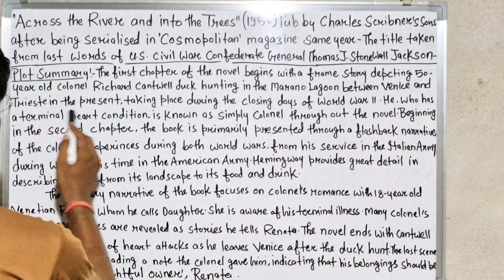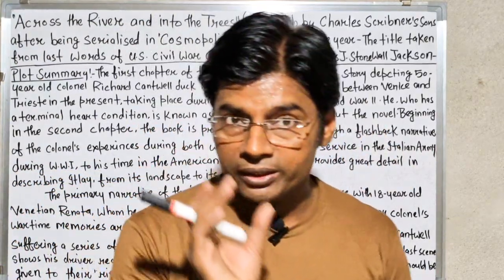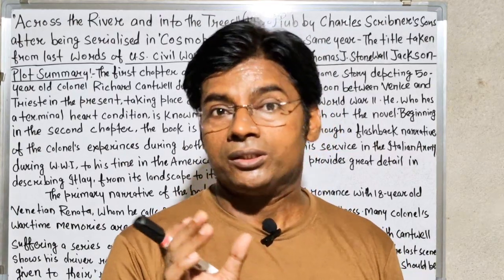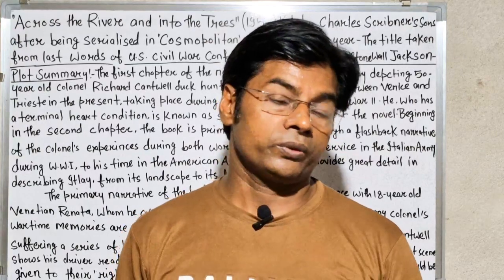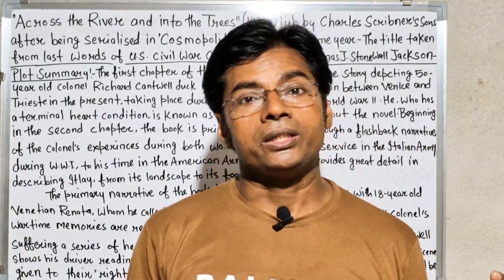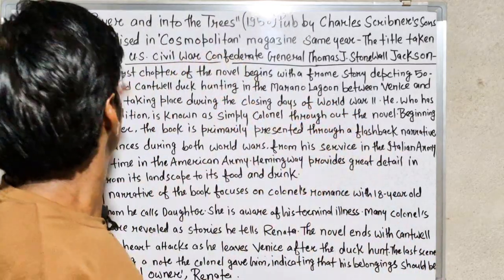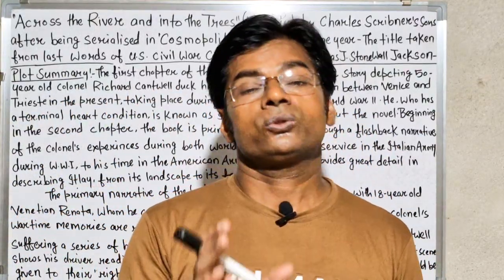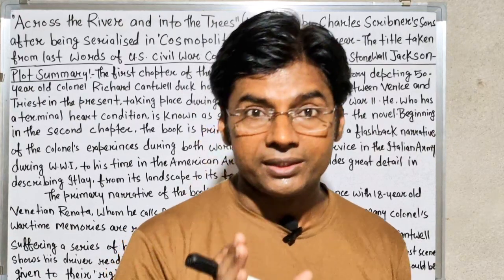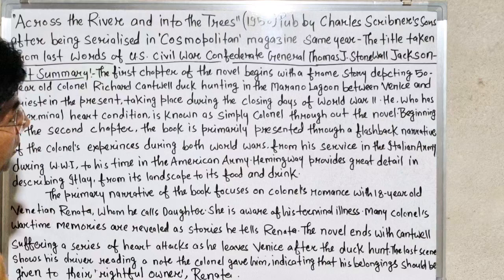He, who has a terminal heart condition, is known simply as Colonel throughout the novel. Remember this, he has a terminal heart condition, which means he has some heart-related issue. Very, very important. You can be asked in the examination what kind of medical condition Colonel Cantwell has in the novel Across the River and Into the Trees. So you will go with the option terminal heart condition or heart disease.